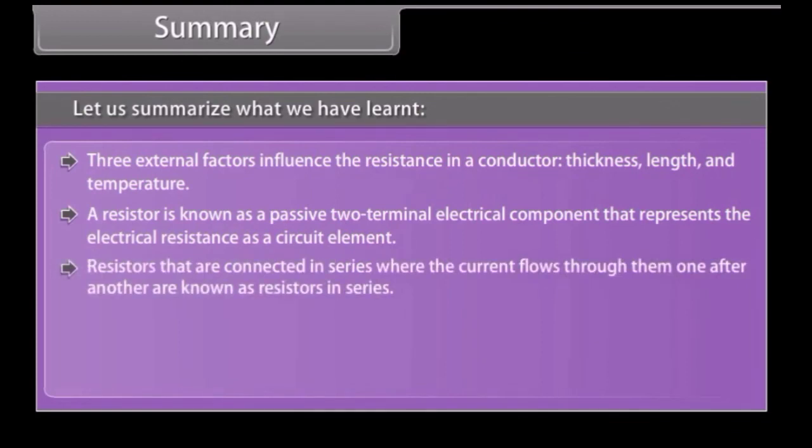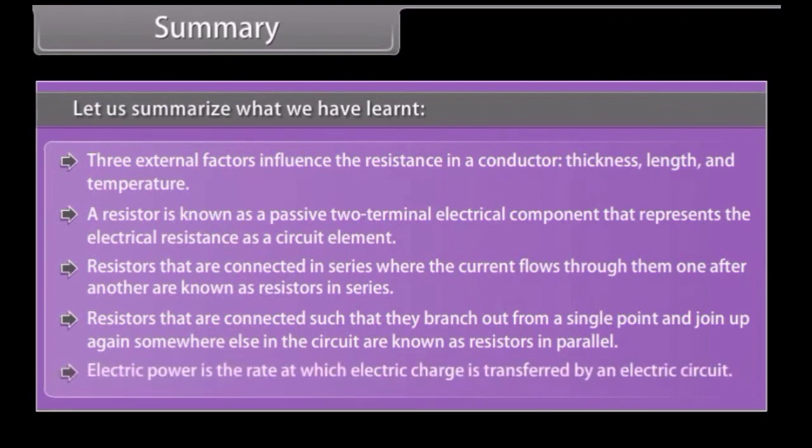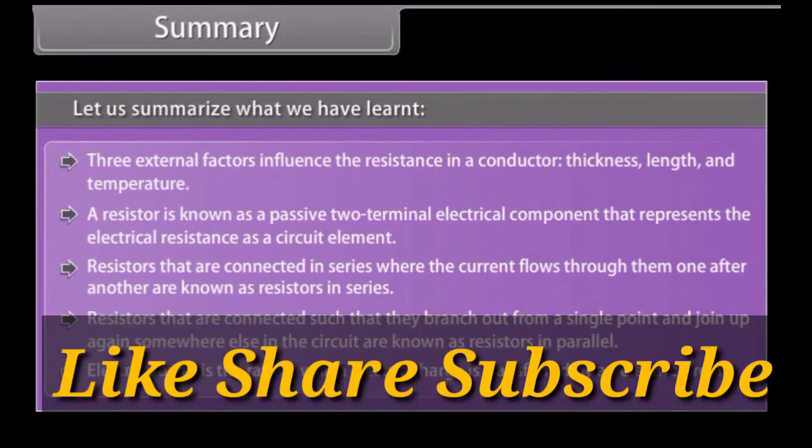Resistors that are connected in series, where the current flows through them one after another, are known as resistors in series. Resistors that are connected such that they branch out from a single point and join up again somewhere else in the circuit are known as resistors in parallel. Electric power is the rate at which electric charge is transferred by an electric circuit.